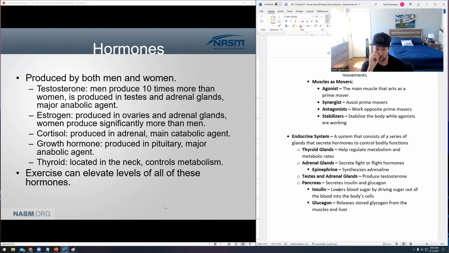So exercise has a major effect on pretty much all of these, right? It creates thyroid; exercise speeds up our metabolism. It creates growth hormone; it speeds up our growth. It produces testosterone and estrogen, which speeds up muscle growth. But exercise also produces cortisol, which is a very catabolic hormone, which undoes a lot of all of that growth. So it's one of the reasons why we don't want to overtrain. When we do too much exercise, it results in the overproduction of cortisol.